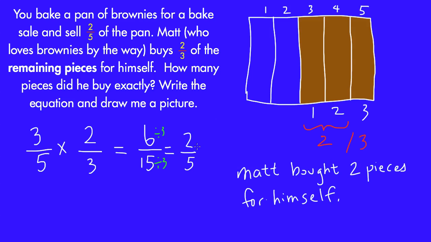I know the answer is a little bit different, but that 2 is symbolic of the 2 out of the 5 pieces that I've bought for myself. And so we've written the equation and drawn a picture, and we have gotten the answer we've been looking for. And this would be 100% on any of my tests.